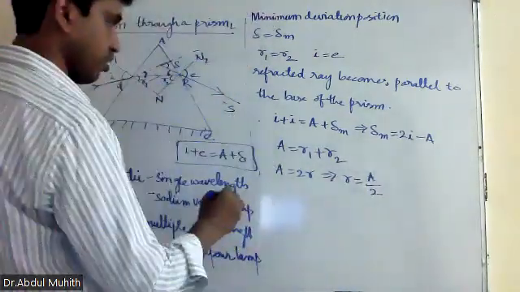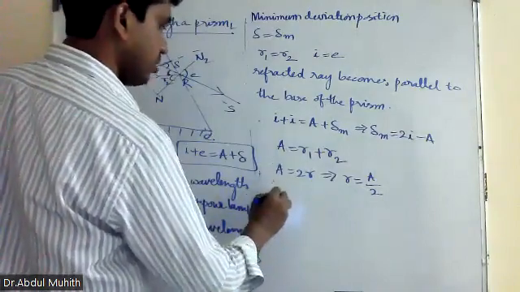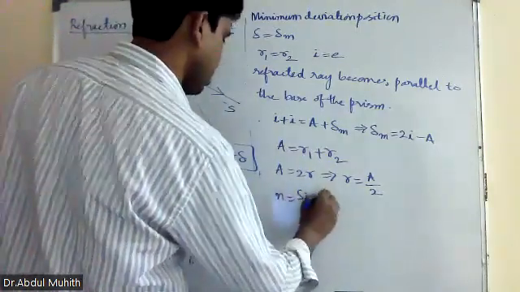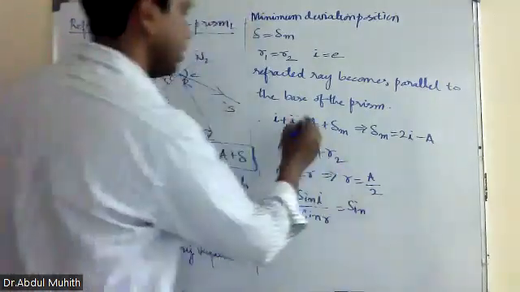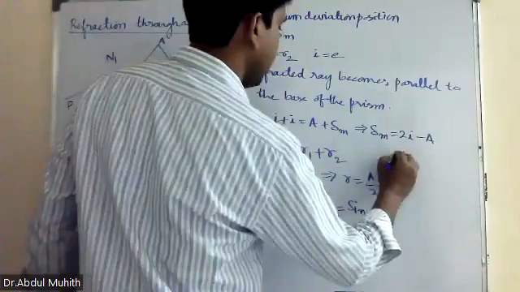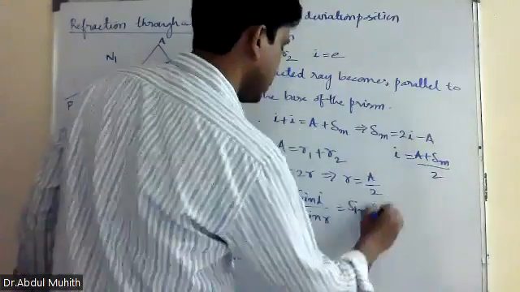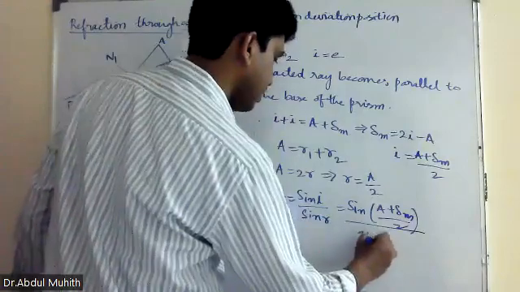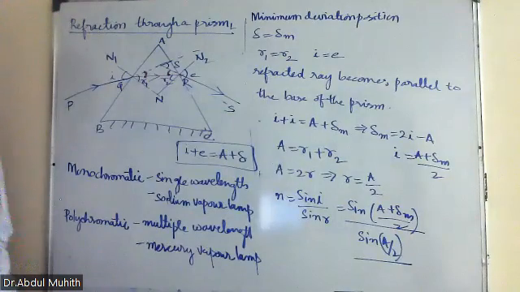Now, if you go to the refractive index formula, what is that? That is mu, or n, is equal to sin I by sin R. What is I here? In this case, I will be equal to (A plus delta M) by 2. So n is sin of (A plus delta M) divided by 2, divided by sin A by 2. So this is the formula for refractive index. Is that clear?